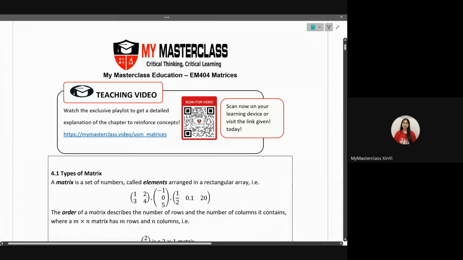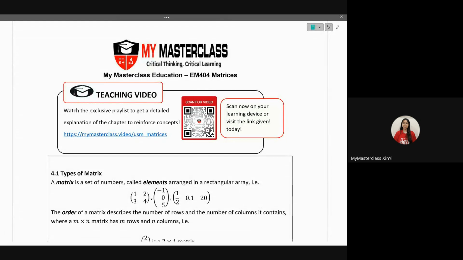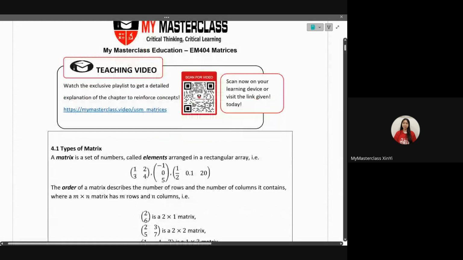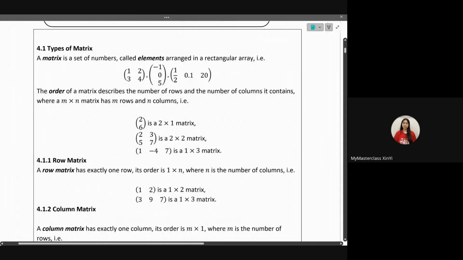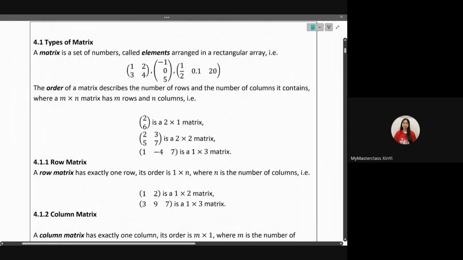So for today's topic, we are going to talk about matrices. What exactly is a matrix? A matrix is basically a rectangular array of numbers, and the numbers are what we call elements. When we talk about a matrix, we must be very clear about rows and columns.